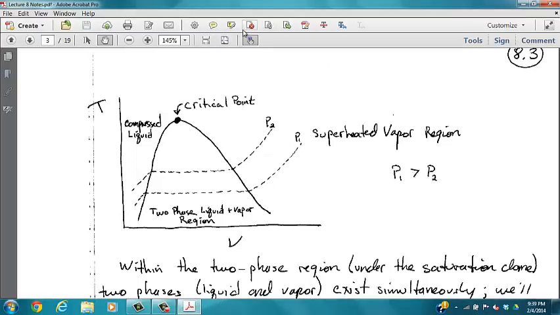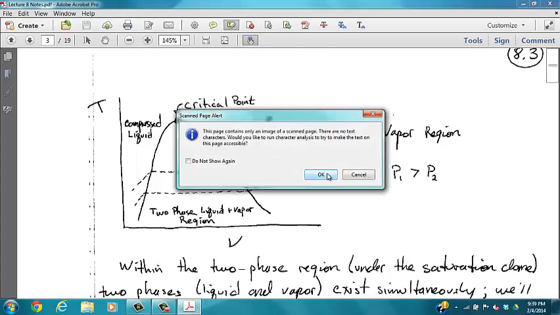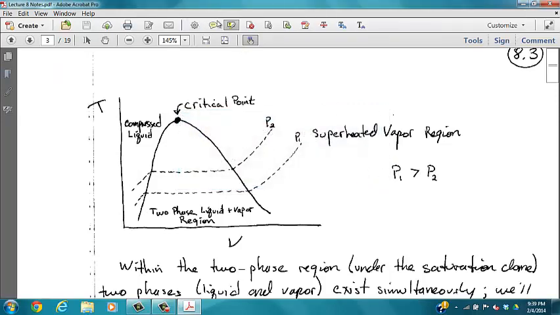So let me see if I can do this real time here. I don't know if I can do this. No. Okay. Let's see if I can just add text then. Not very easily.